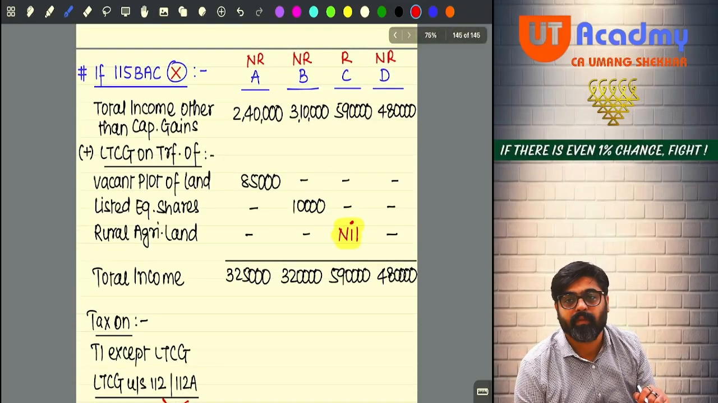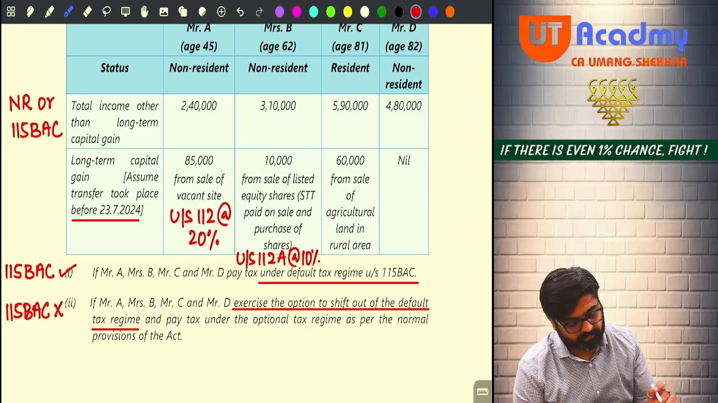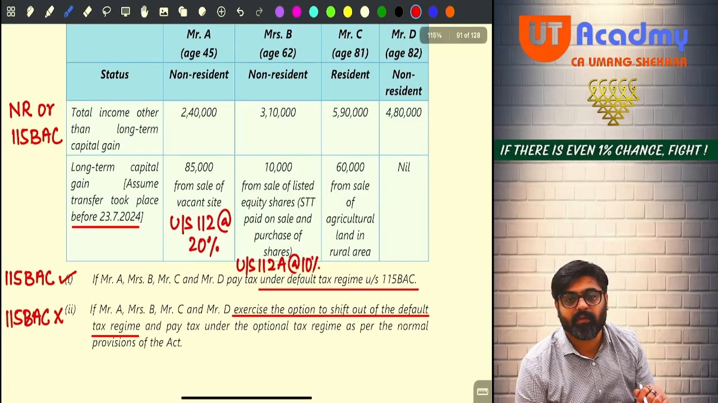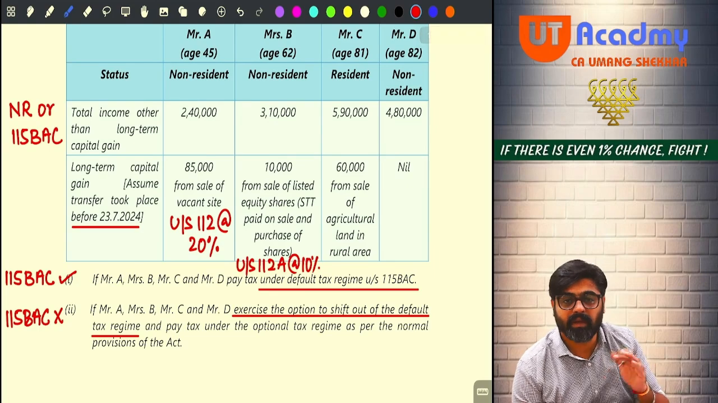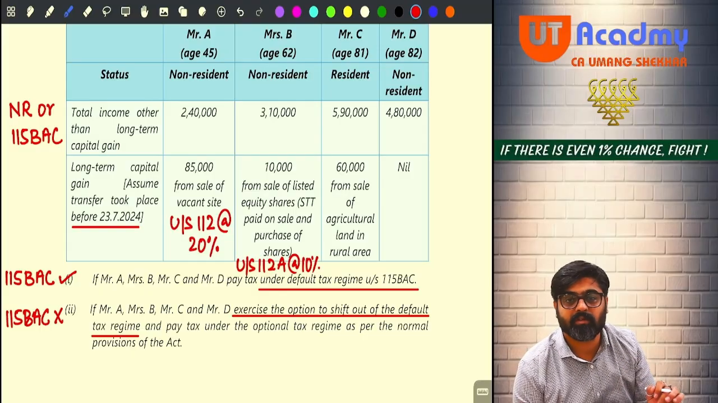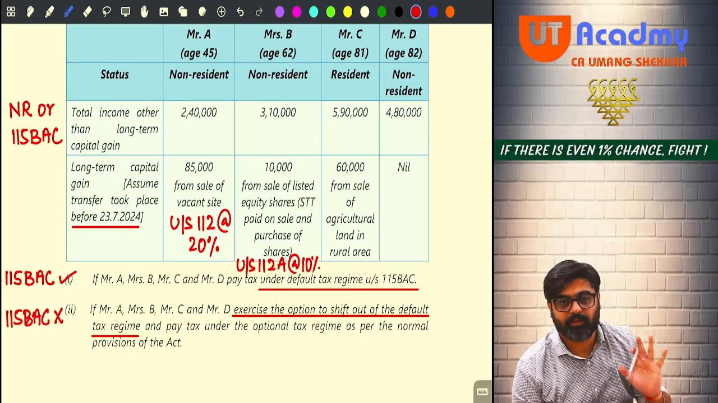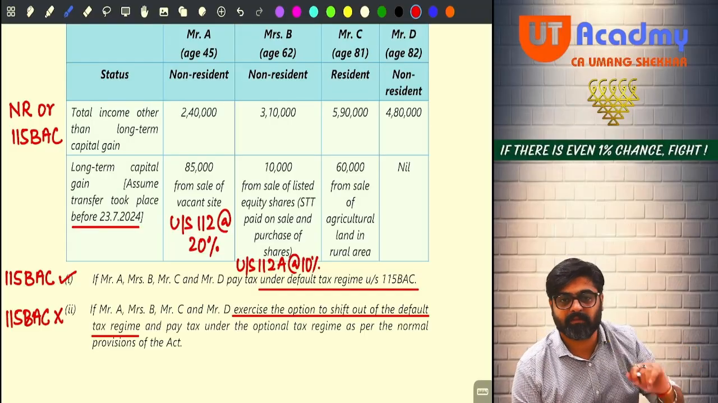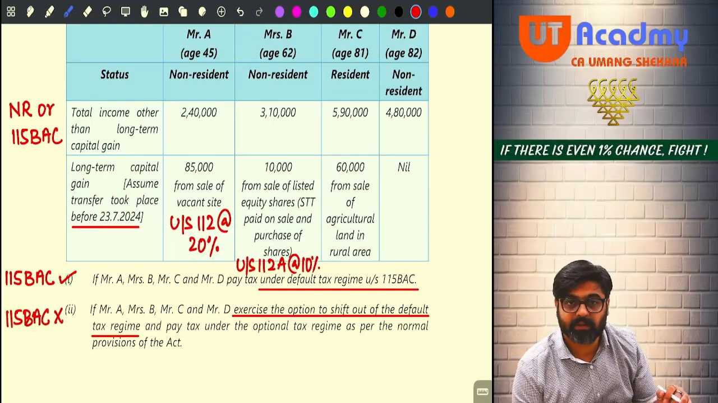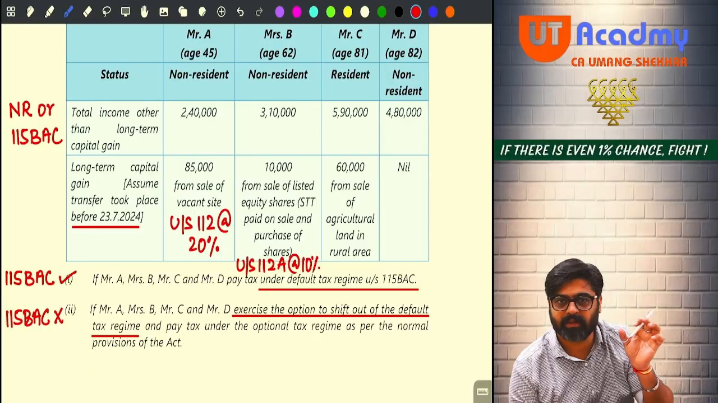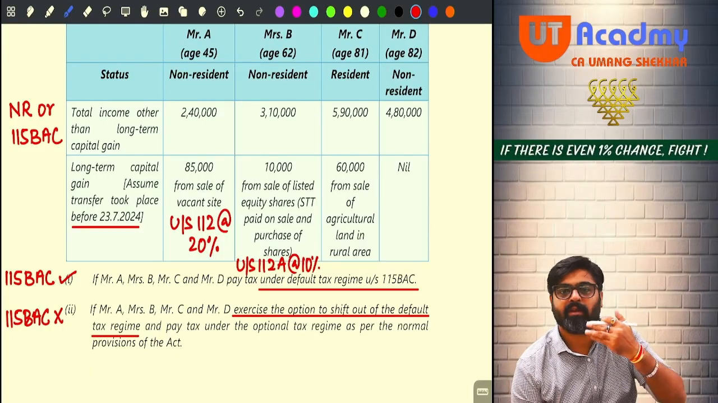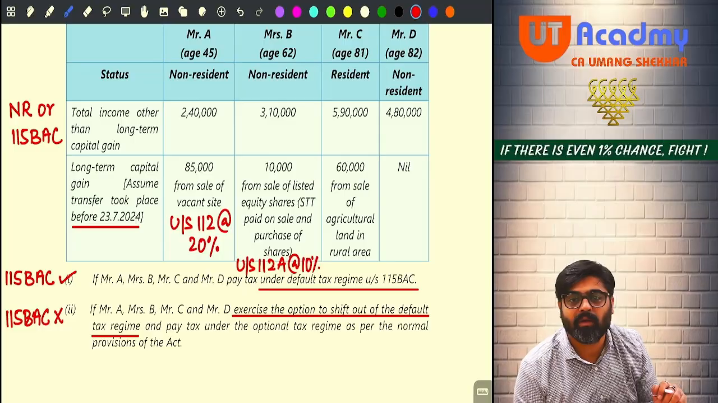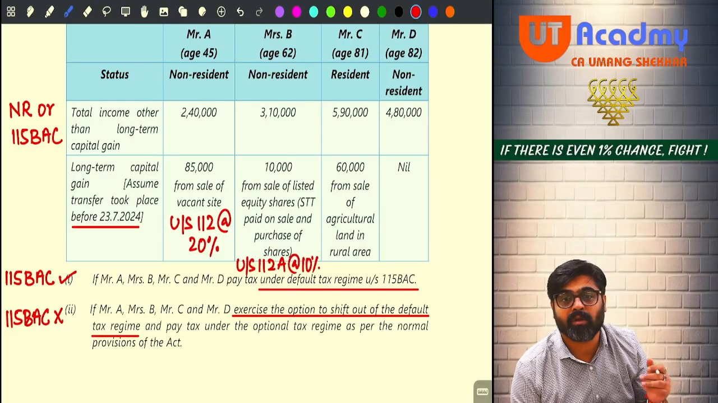2,40,000. And what was my age? 45. Even if I were a resident, I would have been a normal individual. Basic exemption limit is 2,50,000. So is my total income within the basic exemption limit of 2,50,000? Yes. 10,000 is unexhausted basic exemption limit. But that cannot be adjusted against my long-term gain because I am a non-resident.